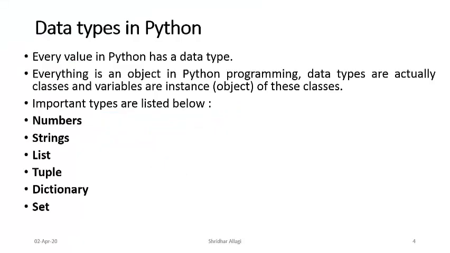So let's go through some data types in Python. Every value in Python has some data type, either int, float, string, or tuple. In Python programming, everything is an object. Data types are actually classes, and variables are instances of these classes. Some of the important data types are listed below: numbers, strings, list, tuple, dictionary.